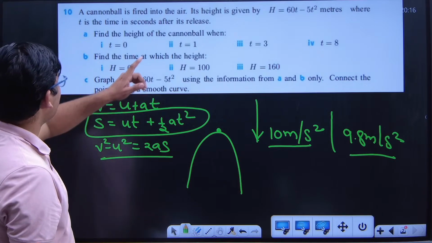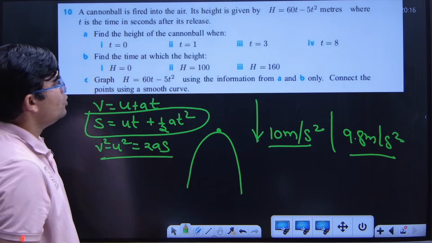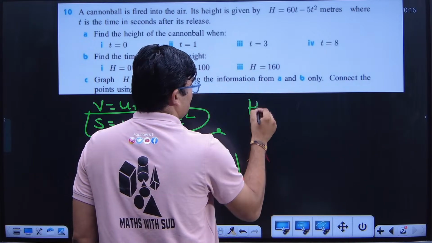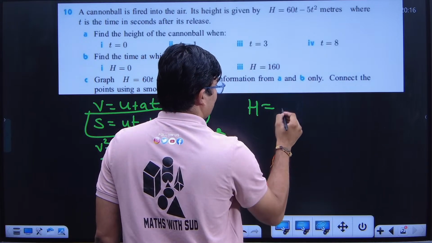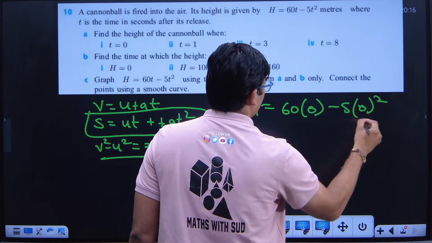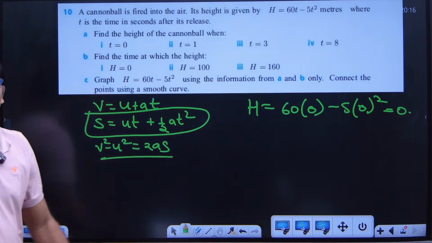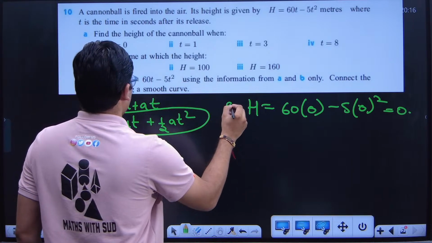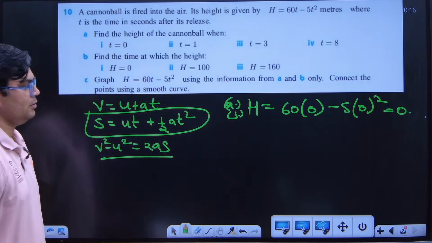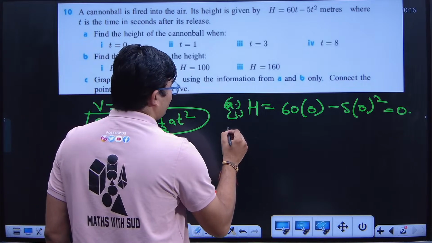Now they are asking you to find the height of the cannonball when t is equal to 0. So put t is equal to 0. So height is 60 into 0 minus 5 into 0 squared, which is going to be 0. That is the first part. Did you get that? Can you tell me when t is equal to 1, what will be the height?